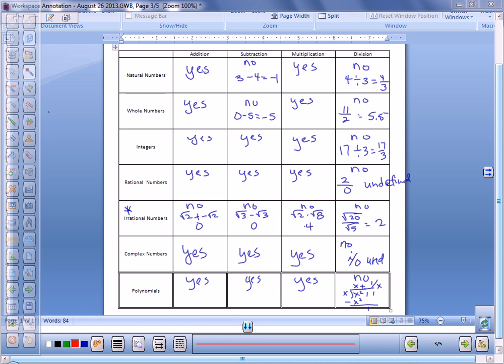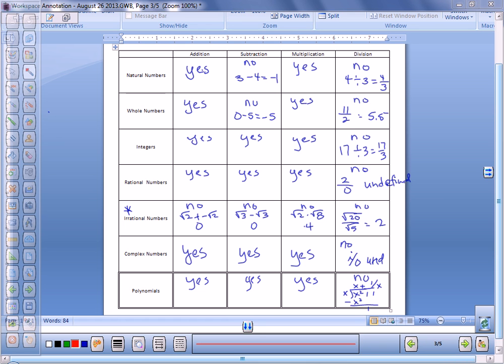Okay, so if we take a look at these, we talked about closure on Friday, and those of you that weren't there, the definition was written at the top. A set is said to be closed under particular operations if the result of those operations is also in the set. So if we add 2 natural numbers, we get a natural number. So yes, it is closed.